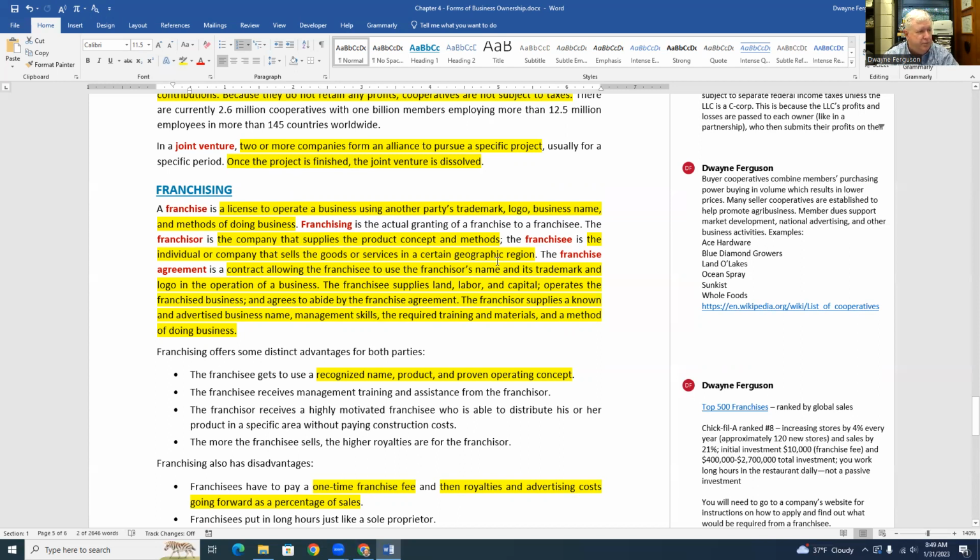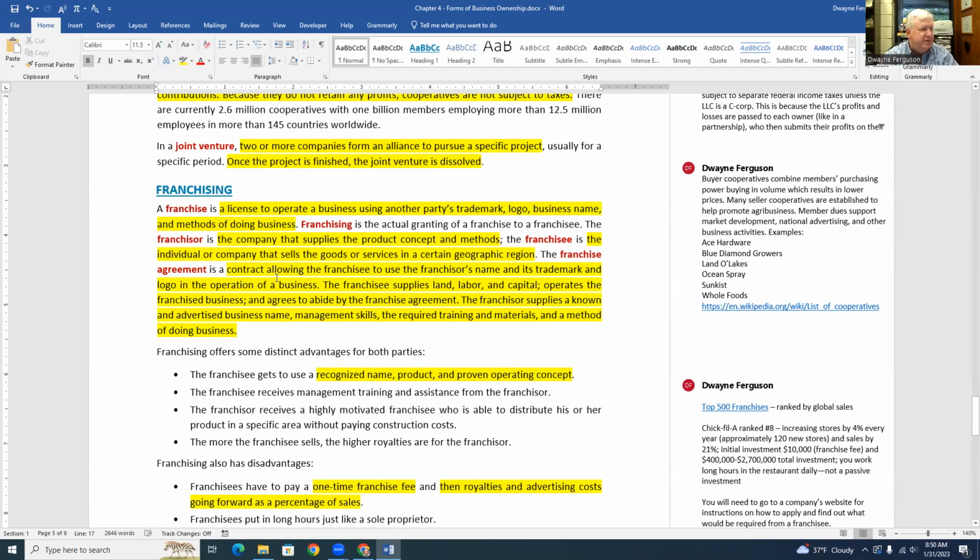So if you take on a franchise, you're the franchisee. So right here, let's see, franchising is the granting of the franchise to a franchisee. The franchisor is the company, supplies the product concept and the methods. The franchisee is the individual. I don't know if you've learned this before in business law. Hopefully some of y'all are picking this up if you're in business law. But whenever you have an EE on the end, that's the person that's receiving something. So a franchisee is the person that's receiving a franchise.